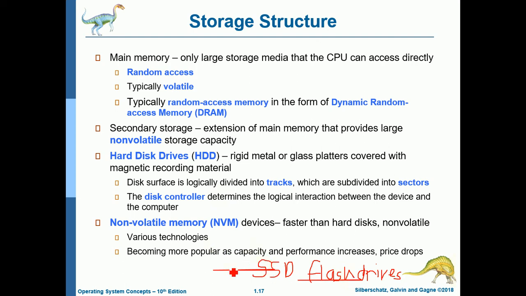Of course, since this is faster, it's expensive. There are various technologies and brands for SSD: SSDs and flash drives, thumb drives. They're becoming more popular as capacity and performance increase and price drops. Compared to 10 years ago, flash drives were very expensive, but nowadays they're not anymore. SSDs were also very expensive when first released, and they are still relatively expensive compared to hard drives. For example, a 500 gig SSD costs almost 3,000, for which you could already get a 1 or 2 terabyte hard disk drive.